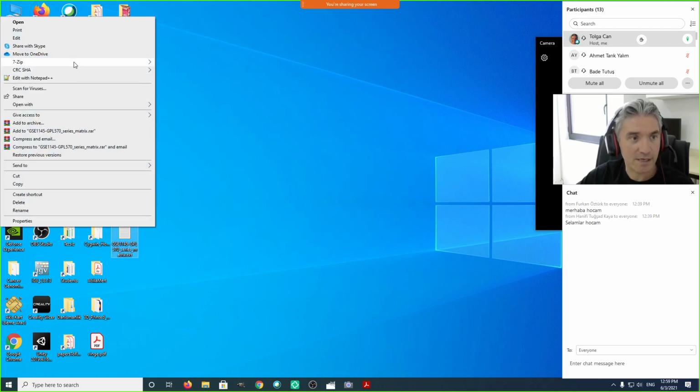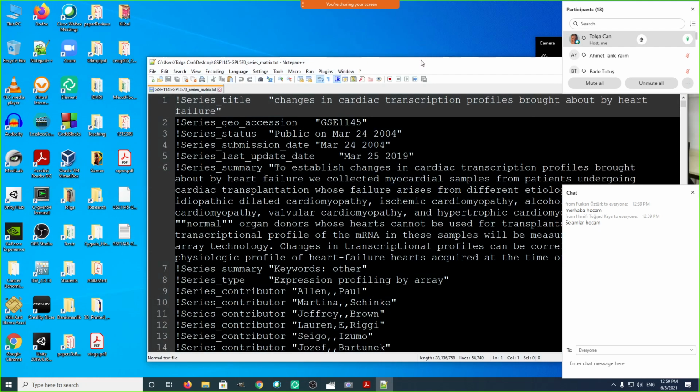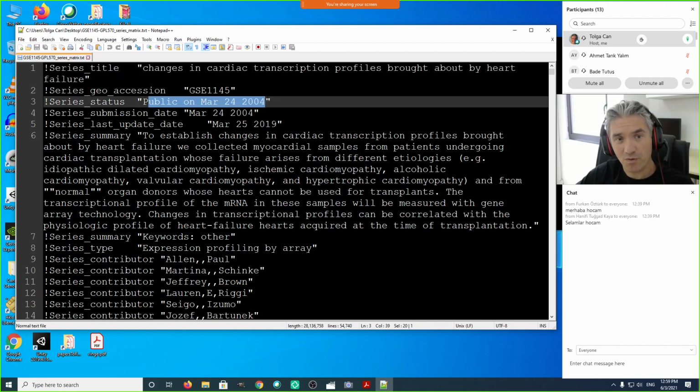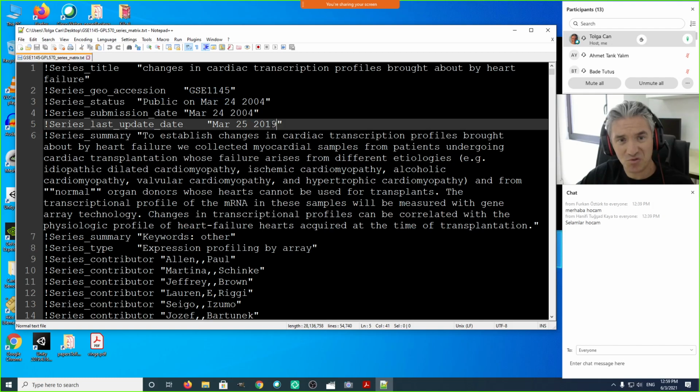So this is the txt file. Let me open it. So this is a 10 megabyte text file, which contains certain metadata in it. So it was public in 2004, and there was some update in 2019. So here is a summary of the experiment. To establish changes in cardiac transcription profiles brought about by heart failure, we collected myocardial samples from patients undergoing cardiac transplantation whose failure arises from different etiologies.